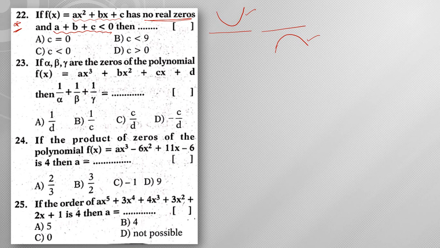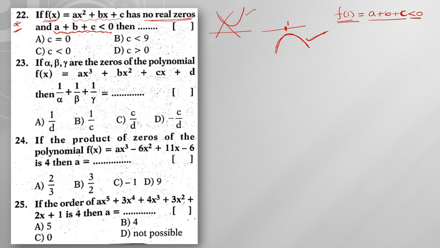Now here if you observe, the sum of coefficients is less than 0. So when will you get the sum of coefficients? The sum of coefficients is obtained when you substitute x is equal to 1. So that means f of 1 is given. f of 1 is a plus b plus c, and this a plus b plus c is less than 0. That means f of 1 is less than 0. So f of 1 is less than 0 means, suppose this is my 1, then my graph would be like this. So this is not possible. From the given condition, this particular graph is possible.